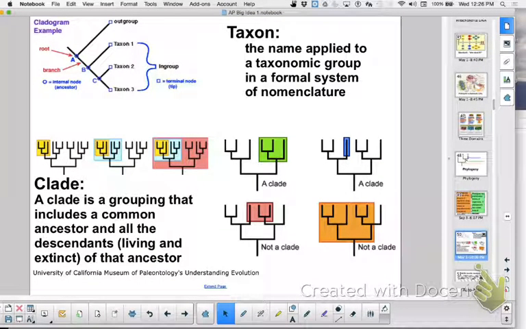So a taxon is the name applied to a taxonomic group in a formal system of nomenclature. We talked about cladograms. It says a clade down there. Blue, go ahead. Tell what a clade is. This should be familiar.